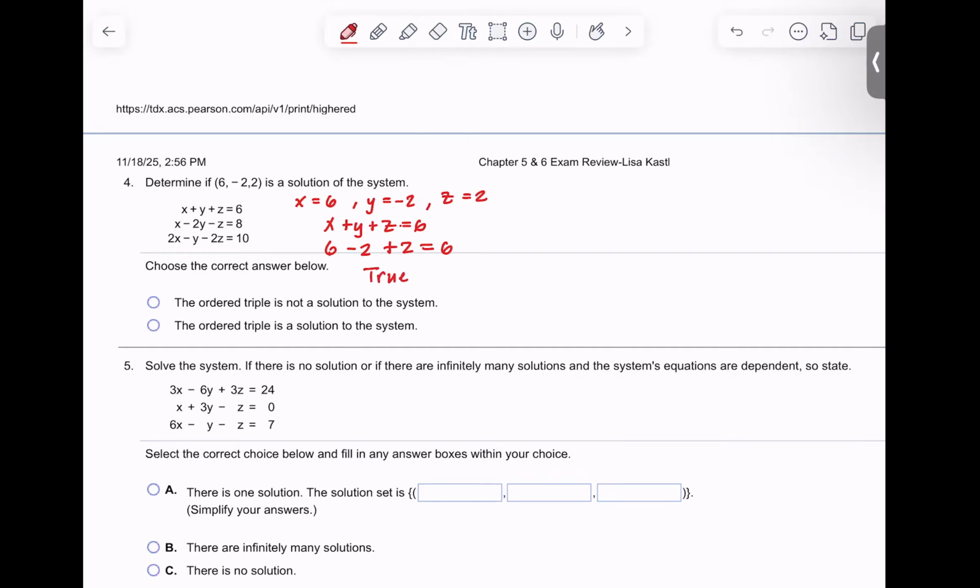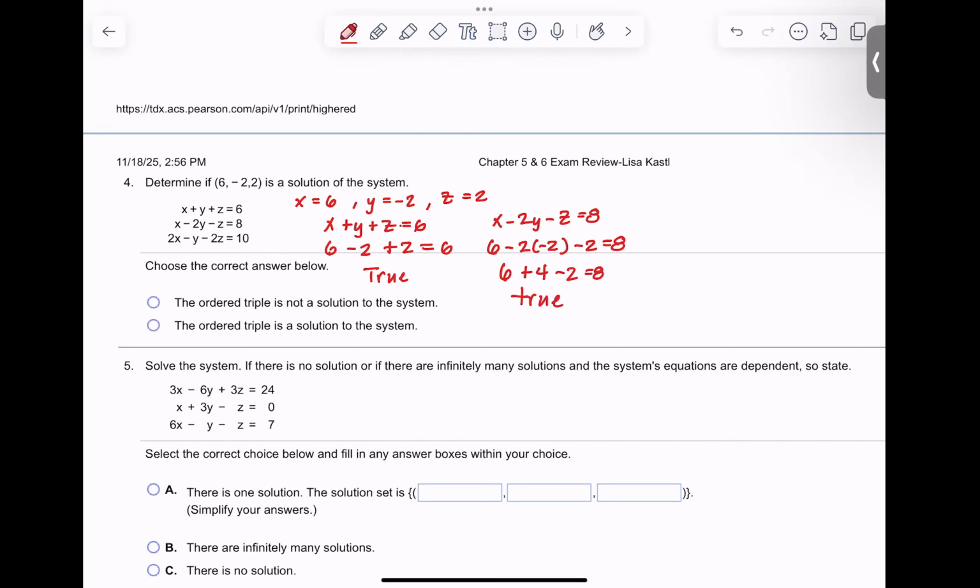Let's put it in the second equation. x minus 2y minus z is equal to 8. So we have 6 minus 2 times minus 2 minus 2. Is that equal to 8? So we have 6 plus 4 minus 2 is equal to 8. That is true.